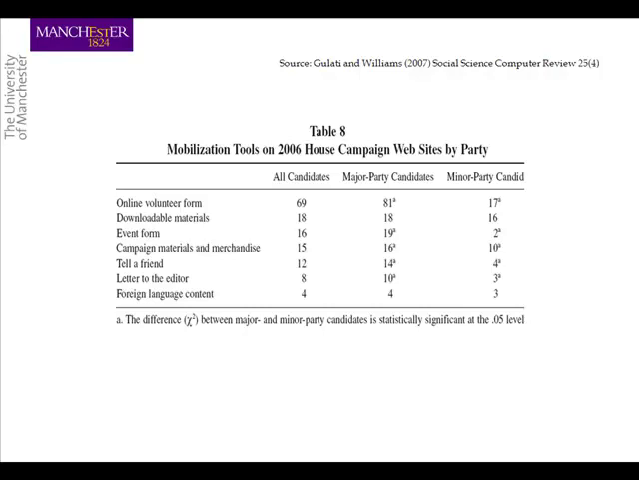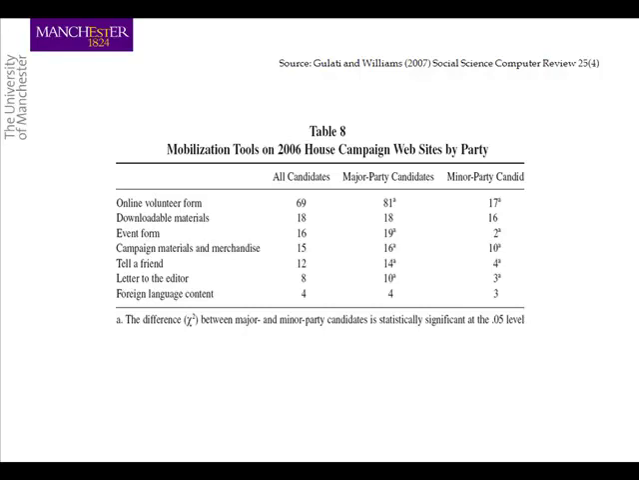So they've got items about, do they have some kind of ability, an online volunteer form where they're trying to get people to sign up to help the party? Do they have materials that people can download? Is there an event form where they can fill out either online or offline, which allows them to run an event for the candidate? Can they use the site to tell a friend about the candidate? Can they use the site to send a letter to an editor?